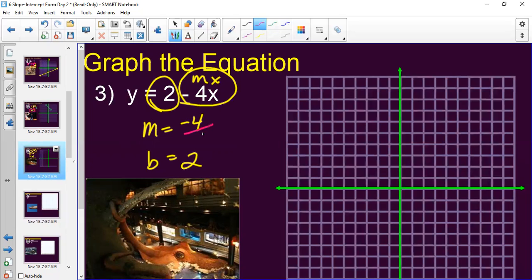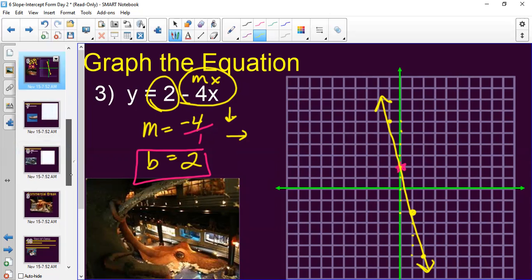Our slope, remember, we want to write as a fraction. Okay, so b is our starting point, so we're going to go up 2 on the y-axis. And we're going to use our slope to rise and run, but it's negative, so we're falling and always to the right. So from the star, go down 1, 2, 3, 4, and to the right 1. Down 1, 2, 3, 4, to the right 1. Also could go up 1, 2, 3, 4, left 1. And that is what that graph should look like.